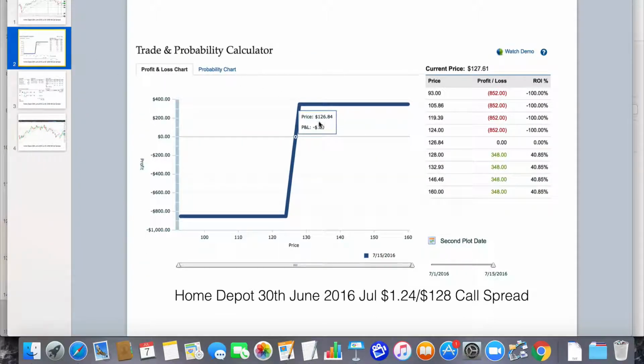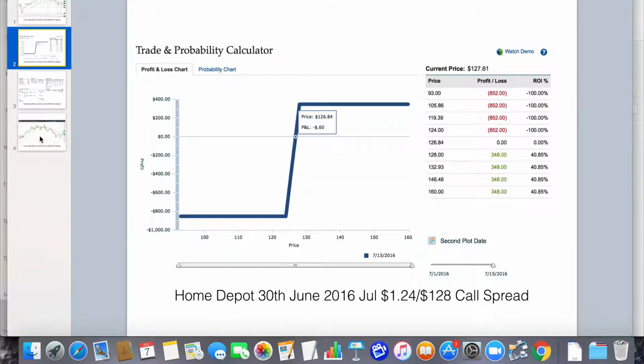So this stock had to stay above 126.84 for me to make a profit, and if it traded below there, I had a stop loss order in based on the price of the stock to exit the trade at a small loss after commission. So if this stock stayed where it was, if it went up or it came down slightly, I was going to make a profit of $348. If it went below there, I was going to start making losses. So that was my stop loss point there at 126.84.